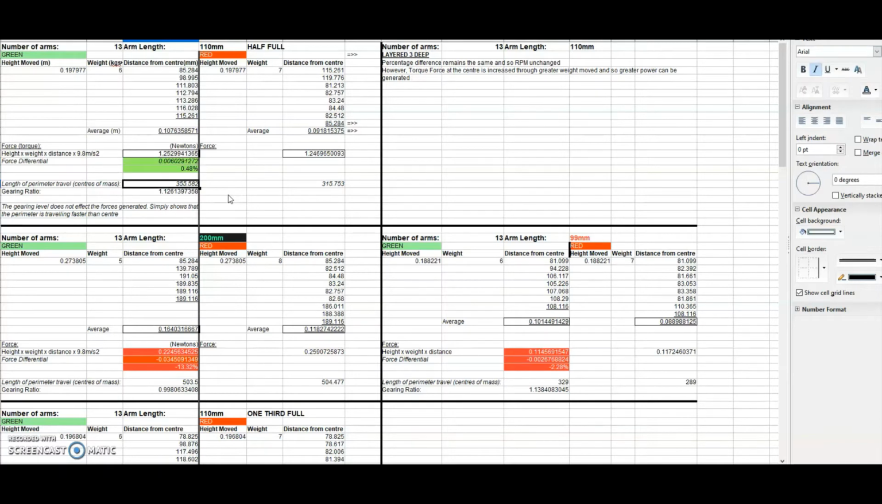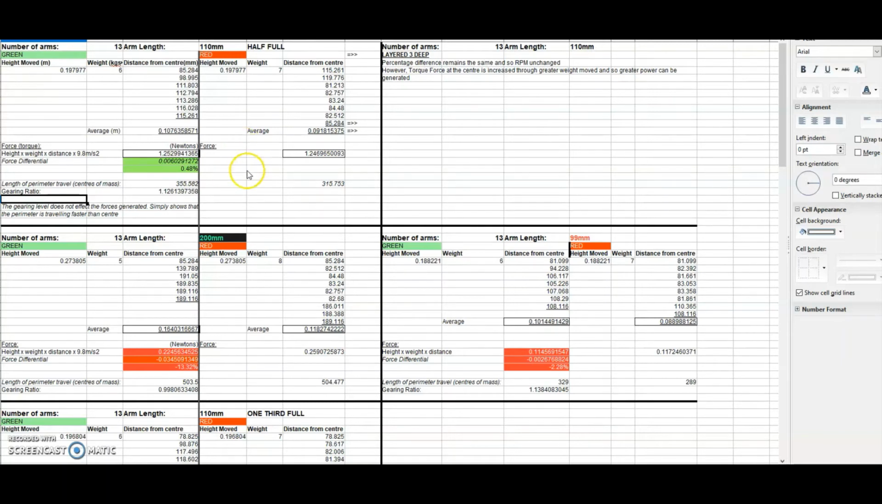The length of the perimeter travel, as I showed you earlier, was 355 and 315, so the gearing ratio is in effect 1.12, but that's not affecting the forces. It's simply showing us that the perimeter is traveling faster than the center.